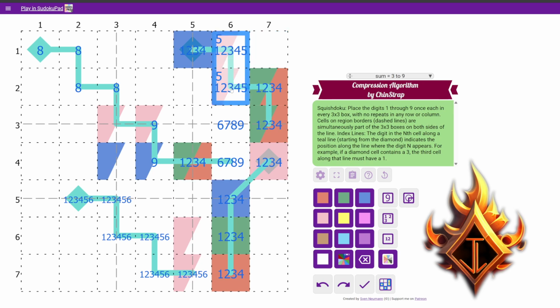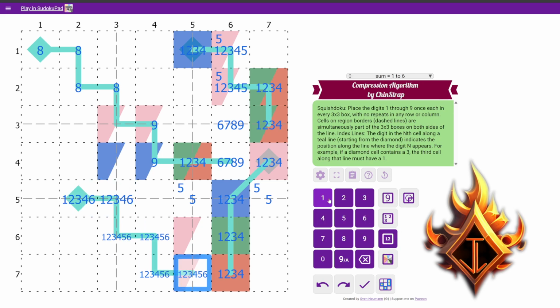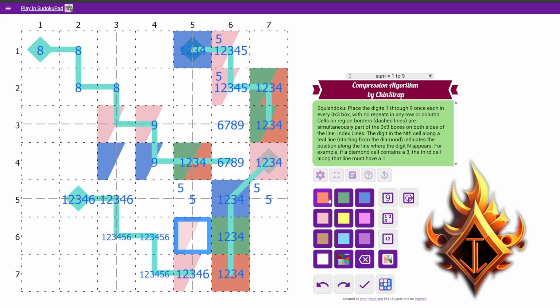Well, wait, what about the 5? The 5 is one of these. The 5 is one of these, yes. So the 5 does not go here. The 5 does not go here, because both of these are in that one. Okay.